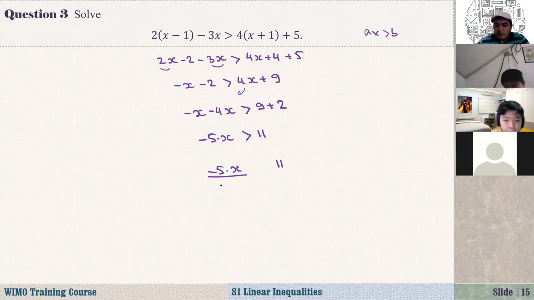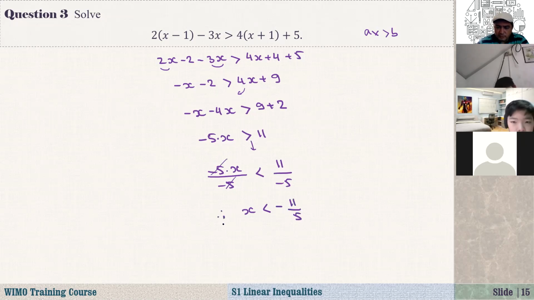I'm dividing by negative 5, dividing by negative 5. Because of negative 5, I need to change this inequality sign. It will be less than. So this negative 5 is gone. So here x is less than minus 11 over 5.